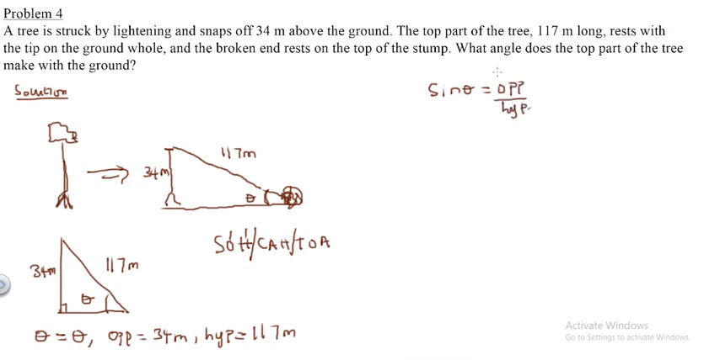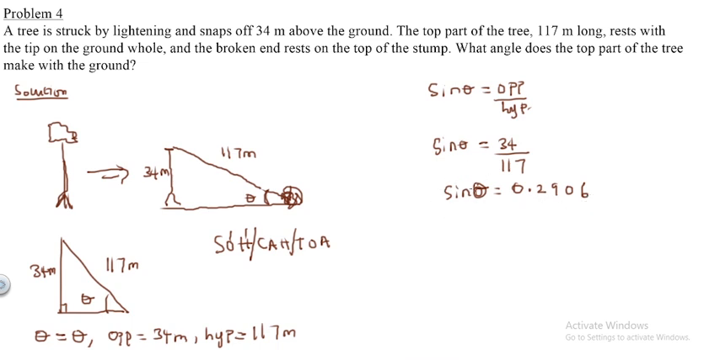We are now plugging in our values. Sine of theta is still there, since we're not given theta. Opposite is 34, hypotenuse is 117. From here we can directly solve and say sine theta is equal to 34 divided by 117, which is 0.2906 to 4 decimal places.